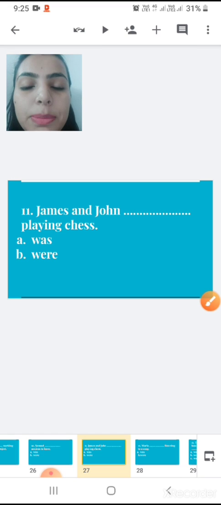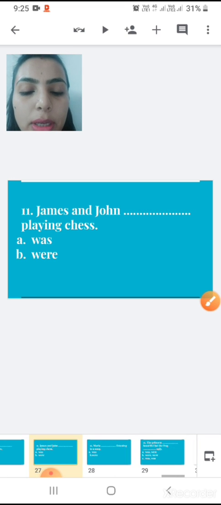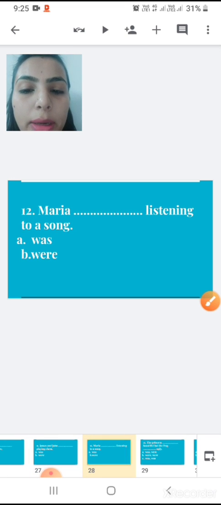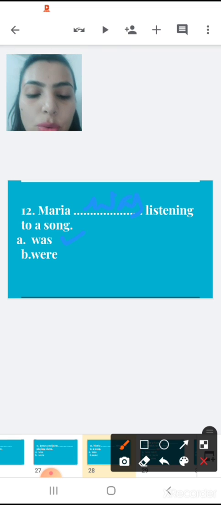Next is: James and John dash playing chess. James and John were playing chess. Next is: Maria dash listening to a song. So, Maria was, because here we are talking about a single girl whose name was Maria. So, Maria was listening to a song.